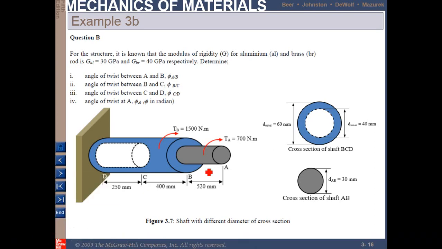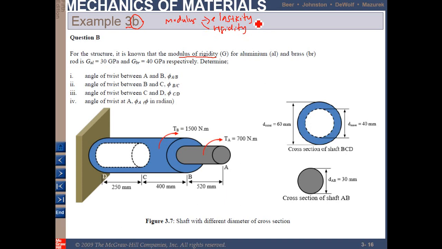Okay, let's have a look at question 3. Question 3, example 3, question B. So for the structure, it is known that the modulus of rigidity, as I said before, can be either modulus of elasticity or modulus of rigidity.